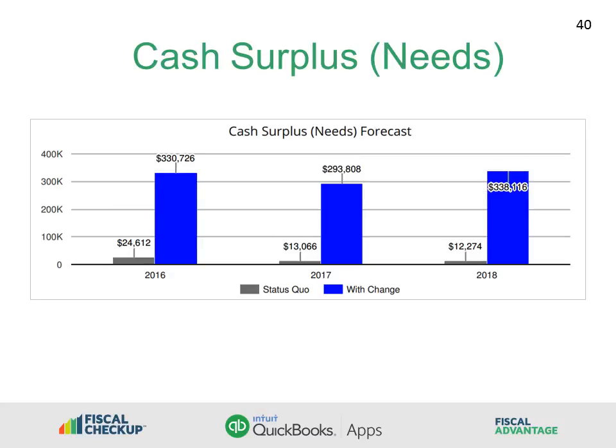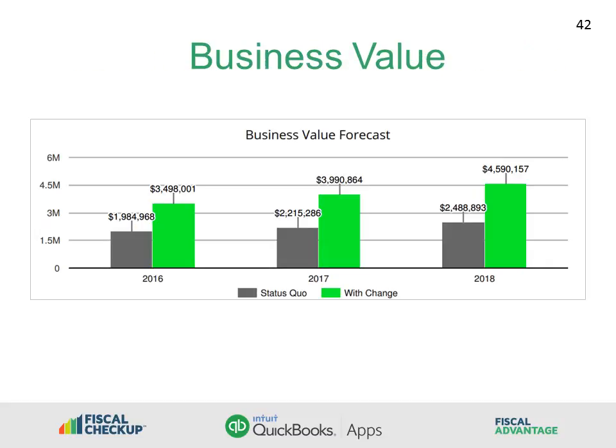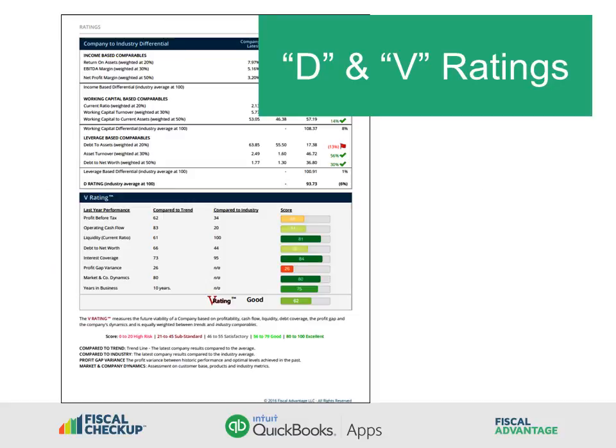The second bar chart shows how the cash surplus or needs has changed from the continuation of the company's past trends in gray and the new projections in blue. The third bar chart shows how the debt service coverage ratio has changed from the continuation of the past trends in gray and the new projection in blue. Finally, the last bar chart shows how the business valuation would change with the old in gray and the new projection in green.